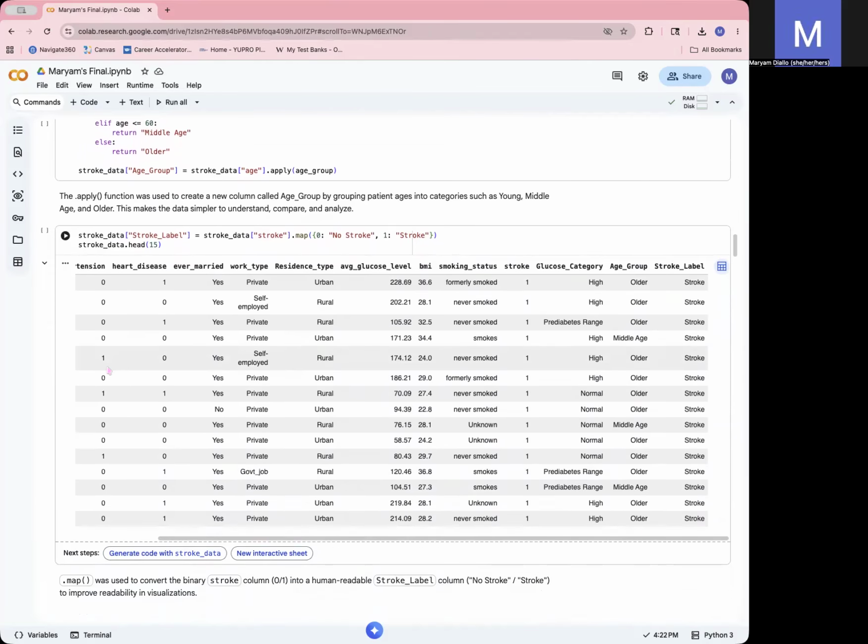Finally, I used the dot map function to create a stroke label column that converts the binary stroke column, which just has zeros and ones, into more readable labels. So it would go stroke or no stroke.